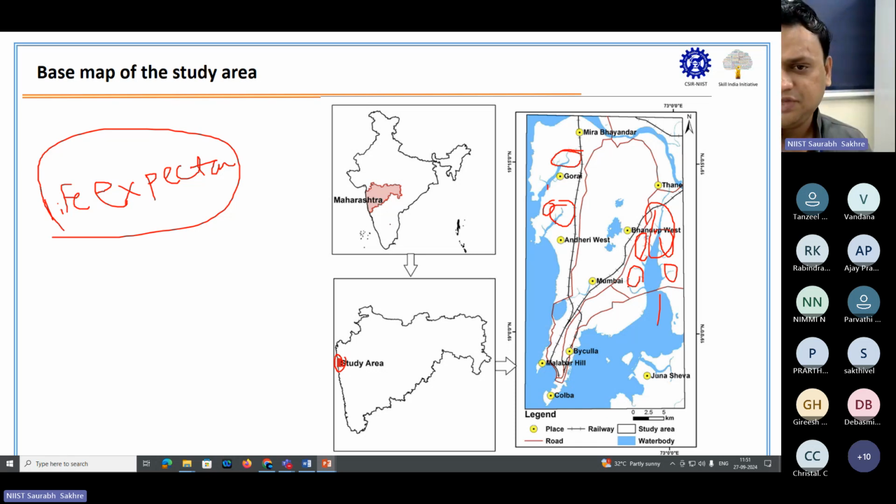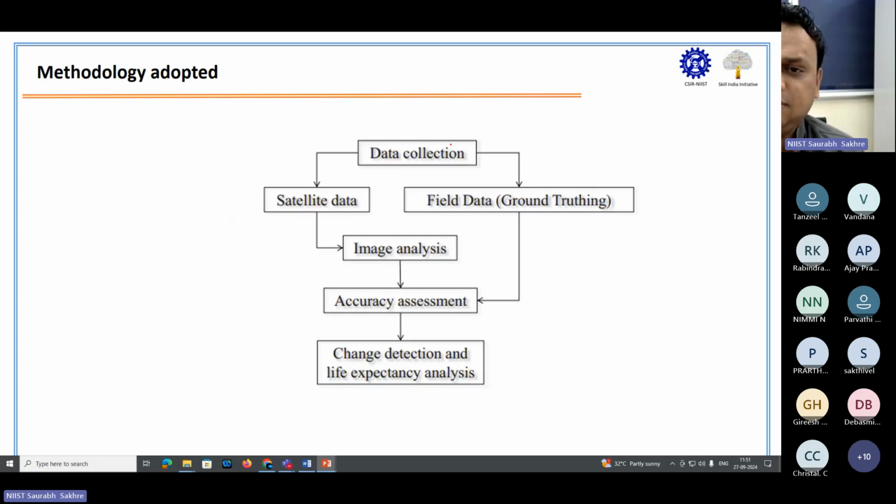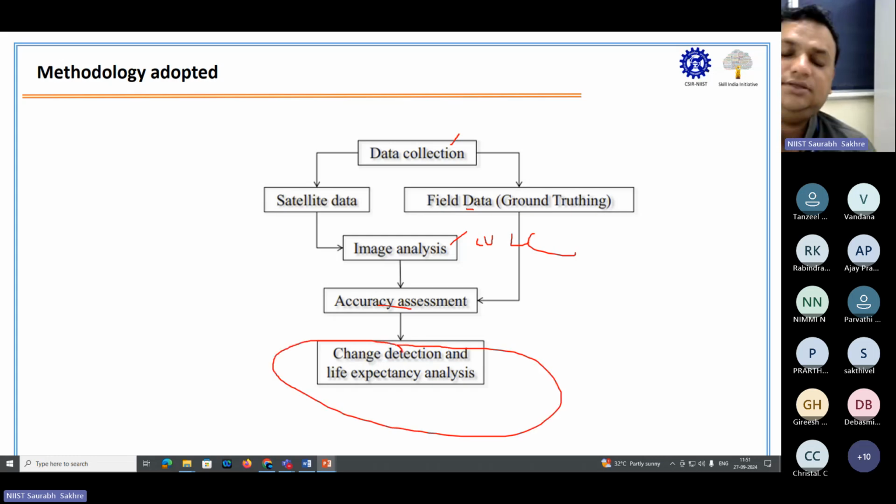So as usual, the first step is preparation of the base map, which you know we have prepared. Then this is the methodology we have followed. We have collected data from various satellites, then we have carried out ground truthing also. Then we have done image analysis, that is LULC, and then accuracy assessment. And finally, we have done change detection and life expectancy analysis: what will be the life of these creeks, how long these creeks will remain in the form as they are in the present day. Okay, like that we have done.